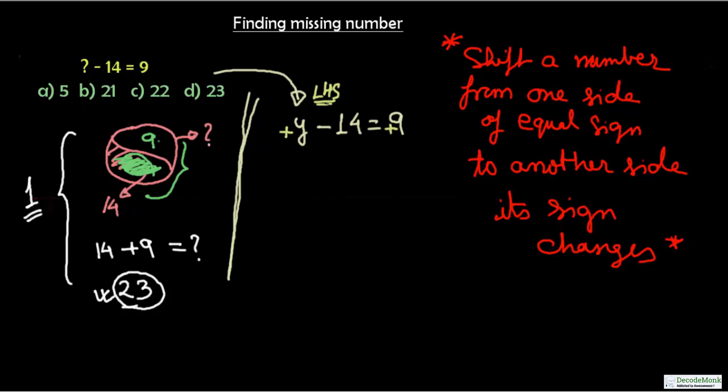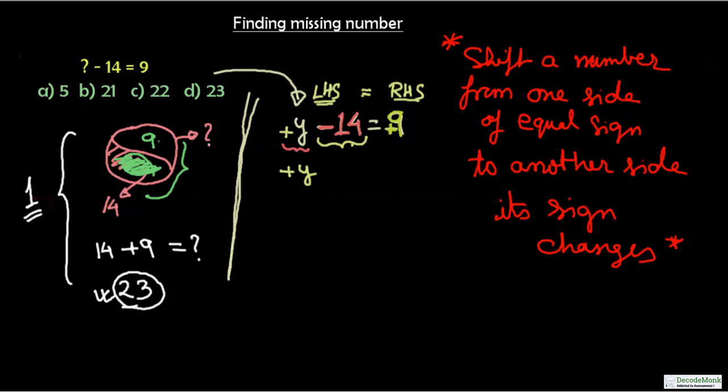This side of the equation is called the left hand side, equal to the right hand side where we have got plus 9. As we have to find out y, we will keep this y on the left hand side, and this 14 with its minus sign. Let me change the color of the pen to give you a feel of that. This minus symbol belongs to 14, this plus symbol belongs to y, and this plus symbol belongs to 9. So this should be understood very well.